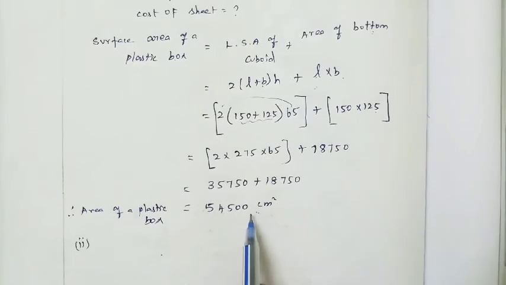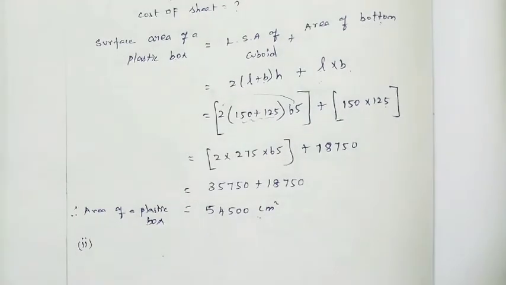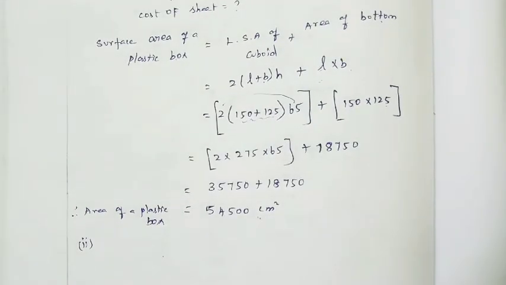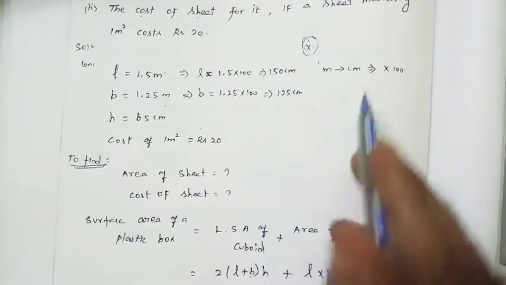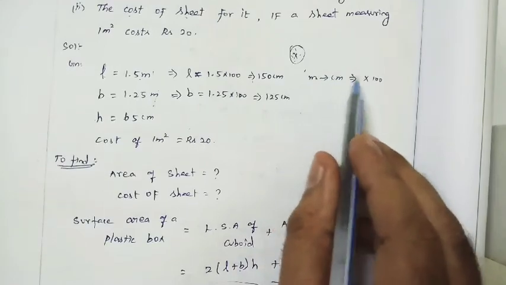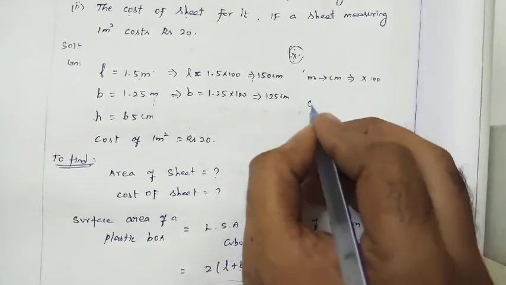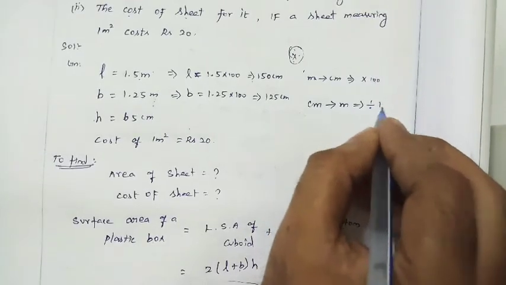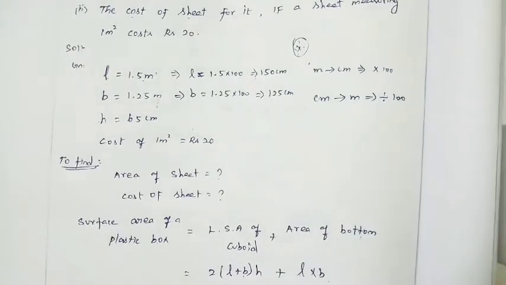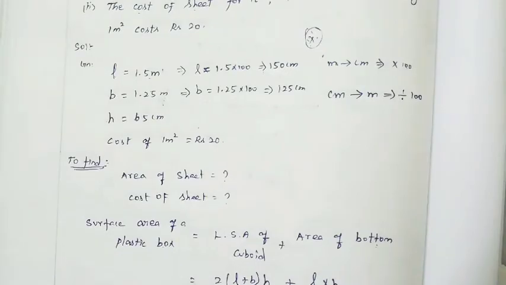So first we want to convert centimeter to meter. While converting meter to centimeter, we multiply by 100. Centimeter to meter, we want to divide by 100. So just keep those things in mind.